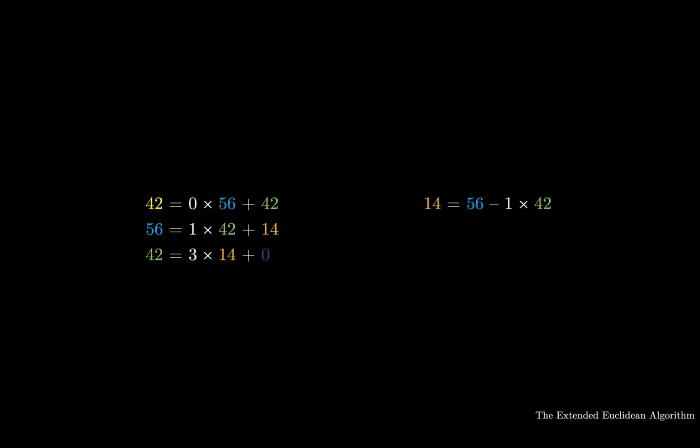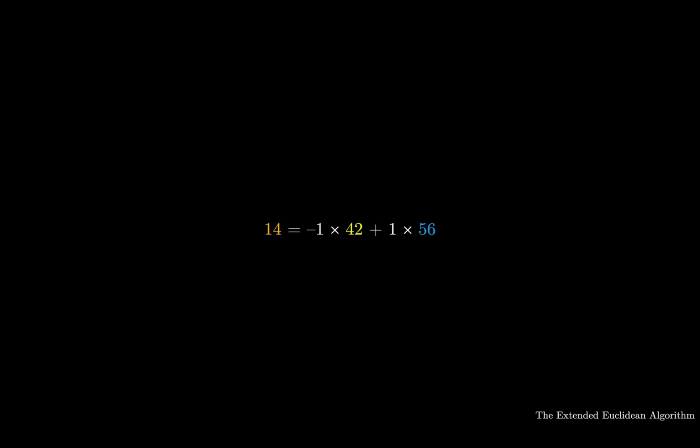Now, we take the remainder from the row above and write it in terms of the other numbers in the same row. So 42 equals 42 minus 0 times 56. Then we substitute this into the equation above, like so. Now we can do some simplifications and write 14 equals negative 1 times 42 plus 1 times 56. And voila, there you go. These two numbers are the coefficients of Bézout's identity x and y. And that, my friends, is the full procedure of the extended Euclidean algorithm.